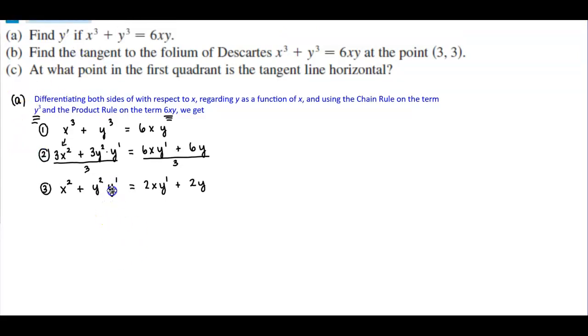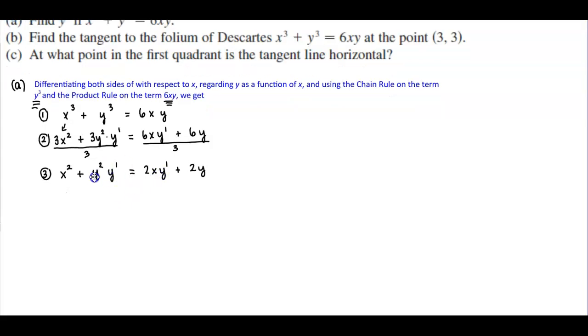So we have a y prime in this term on the left side and a y prime in this term. We're going to combine all the y prime terms on the left side and everything else on the other side. So on the left side, we have y squared times y prime minus 2x y prime. And then on the right side, we have 2y minus x squared.